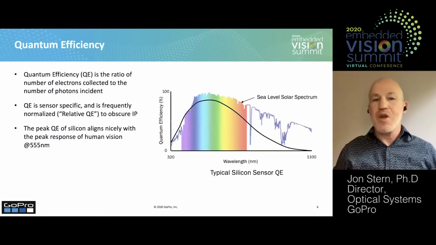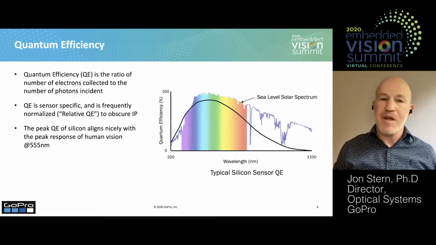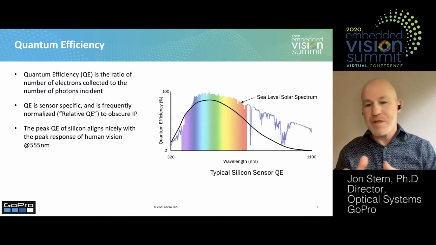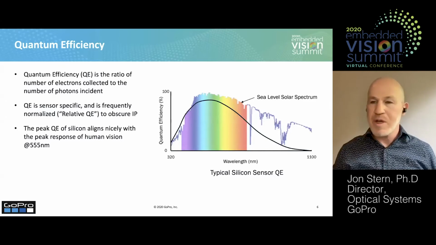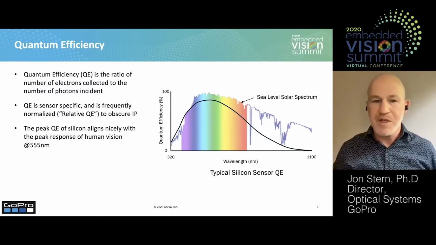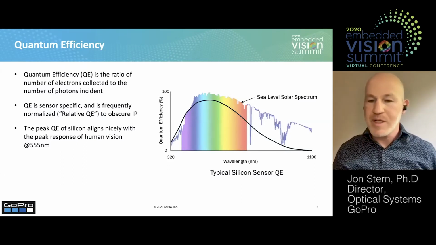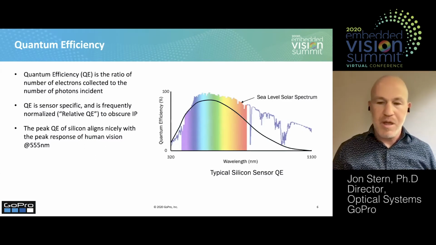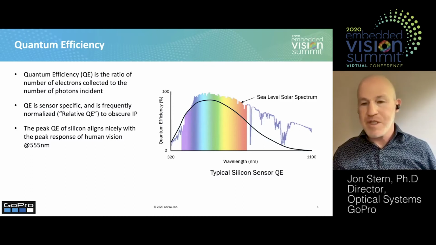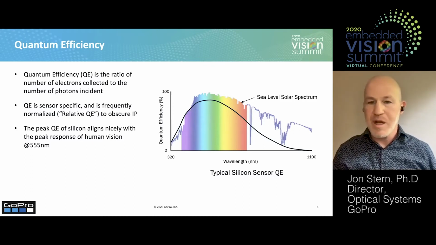So quantum efficiency, QE, is the ratio of the number of photons collected to the number of photons incident. QE is sensor specific, even between different CMOS image sensors, and is frequently normalized and shown as relative QE to obscure intellectual property. The peak QE of silicon aligns rather nicely with the peak response of the human visual system at 555 nanometers. And on the plot on the right, the black line shows an idealized CMOS image sensor quantum efficiency overlaid on top of the sea-level solar spectrum.